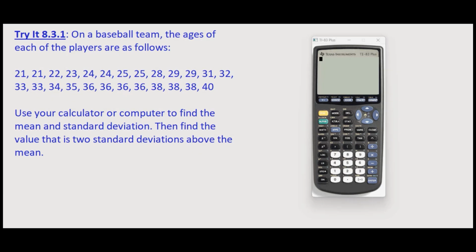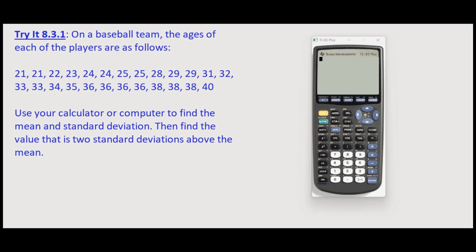So in this problem, we're told that on a baseball team, the ages of each of the players are as follows: 21, 21, 22, 23, 24, so on and so forth. If you count the number of values here, there are 25, 21 through 40. They're listed in ascending order already.